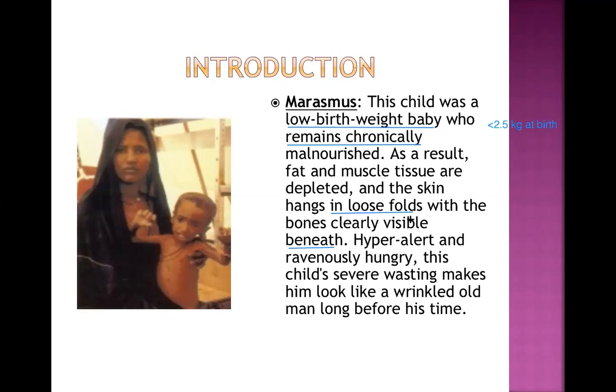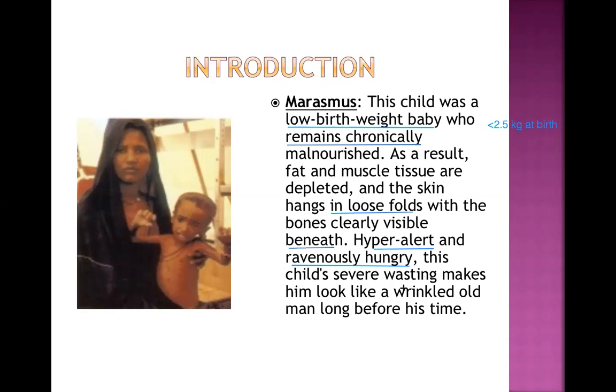This is a marasmic baby. One very important point is that this baby is hyper alert and ravenously hungry. This baby wants food all the time. The appetite is maintained, so when we give food, the baby will finish it in no time. Whereas in kwashiorkor, there is loss of appetite. So even if we offer food, remember the baby is severely malnourished, but still the baby doesn't like to eat. Very, very important point. I'm talking about marasmus now. So the baby is hyper alert and ravenously hungry, meaning very hungry.